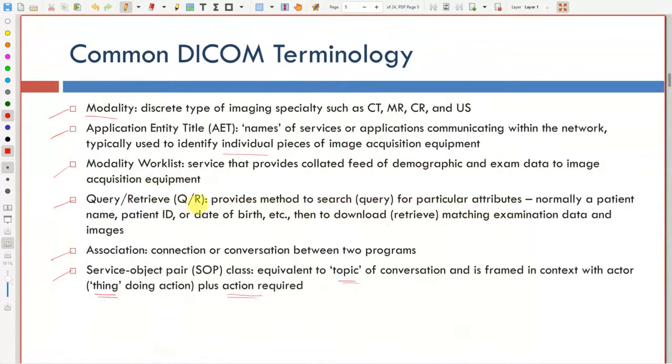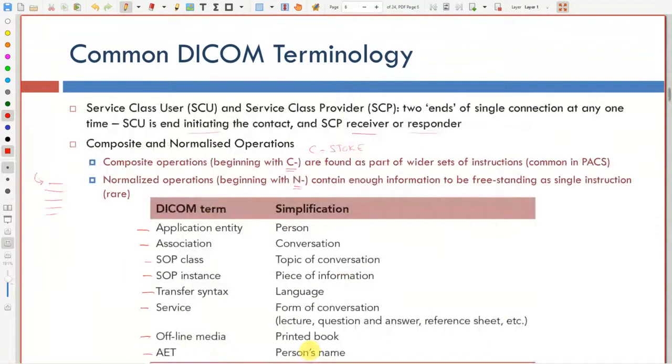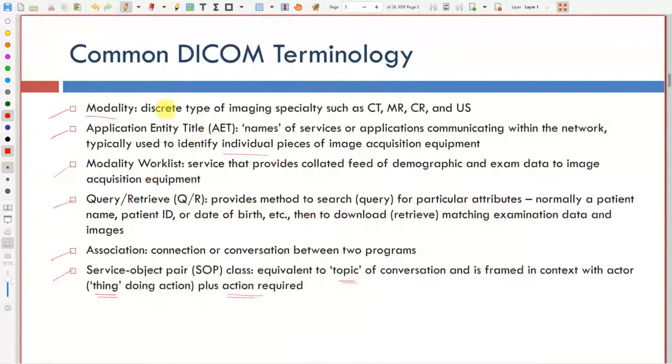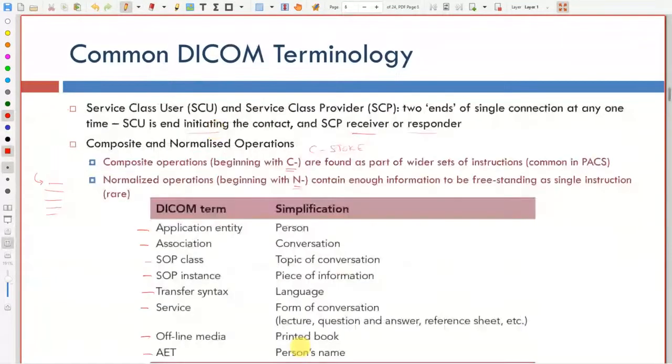Let me go back to application entity. The application entity title is like the person's name. For example, if I talk about a modality, you have a CT, but this CT has to have a unique name, and this name is like the person's name. So when that person or that piece of equipment tries to communicate with other pieces of equipment, it would use its unique name so that it can be distinguished from the other ones.